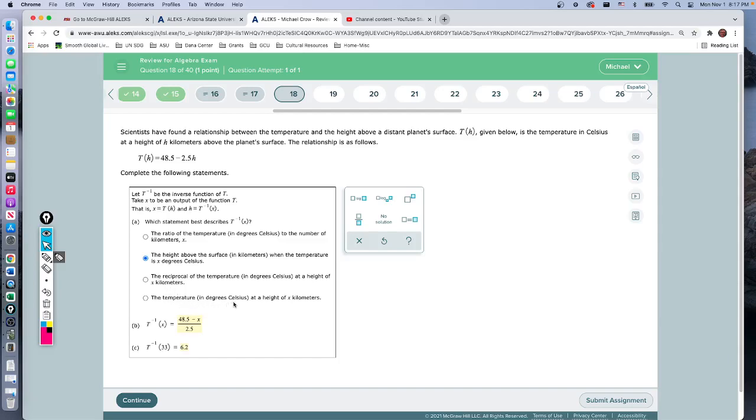The temperature in degrees Celsius at a height of x kilometers? No. Just looking at this, the fact that x is not kilometers, x is a temperature, that's what we have to make sure of. None of these three can even be right. So we've only got this one here, the one we've got marked. Hopefully that all helps. That was 17. 18. That was 18. Sorry about that.